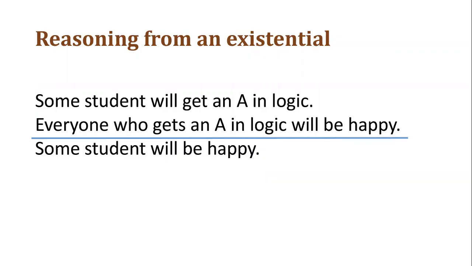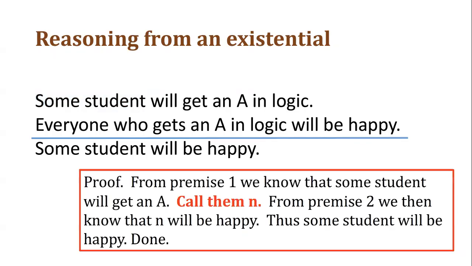Okay, that was your chance to pause your videos. The thing to notice is that we have some existential information here. We know some student will get an A in logic. So to prove something about them, we need a way to talk about them. That's what this arbitrary name does, this way of talking about those things. So in English, you do the exact same thing as informal proofs. We have to have a way of referring to them.